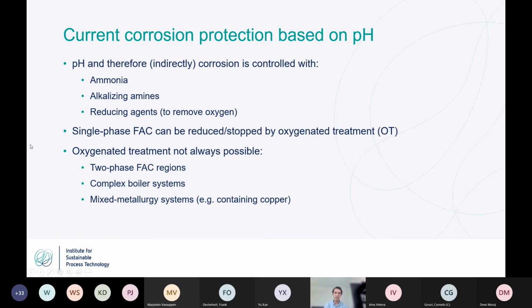The current protection against FAC or against corrosion in general is making sure this magnetite layer is as stable as possible by increasing pH and lowering the oxygen content. This is done by dosing ammonia or other alkalizing agents, or by reducing the oxygen content, namely by removing oxygen or with oxygen scavengers. Actually, single-phase FAC can be reduced or stopped by introducing oxygen to the system, called oxygenated treatment. This stabilizes the oxide layer because hematite is formed, another iron oxide, but this is not always possible, namely for two-phase FAC regions, because in two-phase FAC there is also a gas phase instead of only a water phase, and the oxygen will go into the gas phase. And for complex boiler systems, or, tongue twister, mixed metal systems, OT is not always possible.